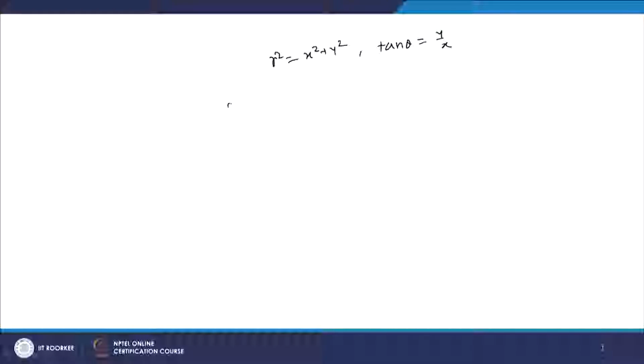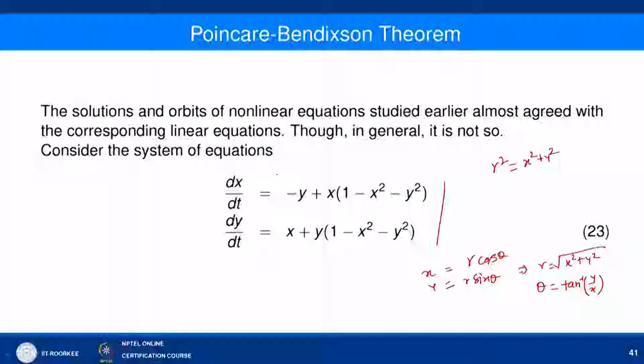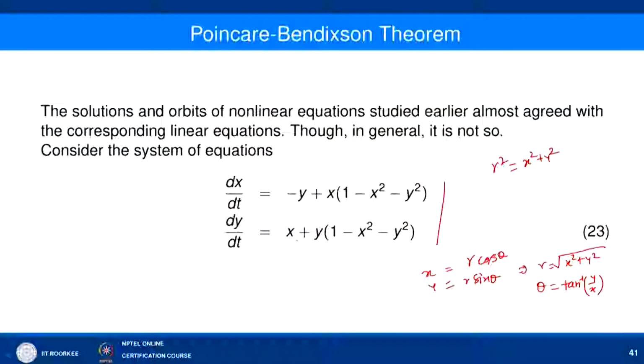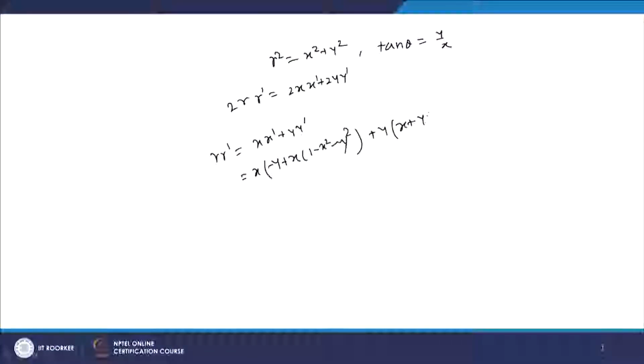If you look at 2r r dash equal to 2x x dash plus 2y y dash, where dash represents the derivative with respect to t, the 2 will be cancelled out. So it is r into r dash equal to x x dash plus y y dash. Now, x dash we have already found: x dash is equal to minus y plus x into 1 minus x square minus y square, plus y y dash, which is y into x plus y into 1 minus x square minus y square.